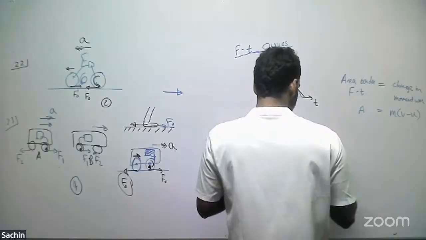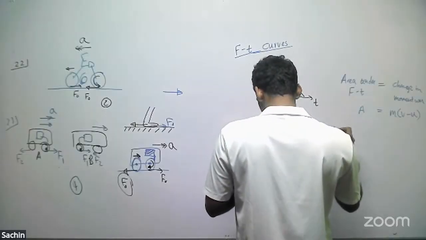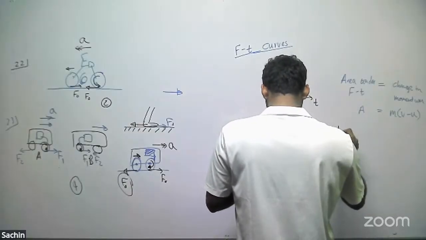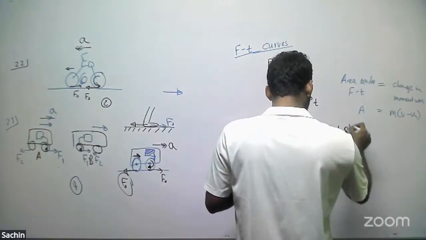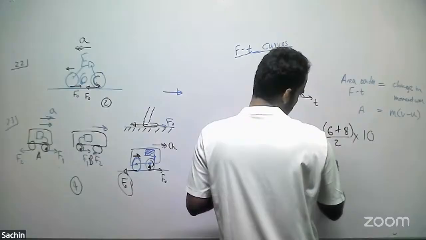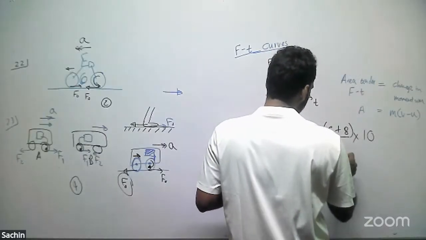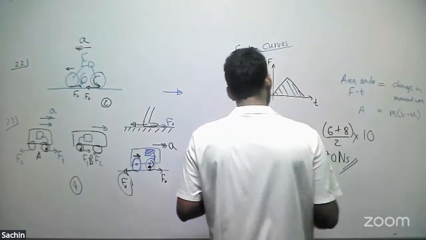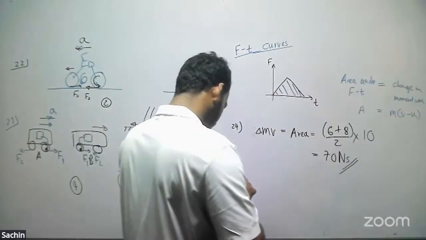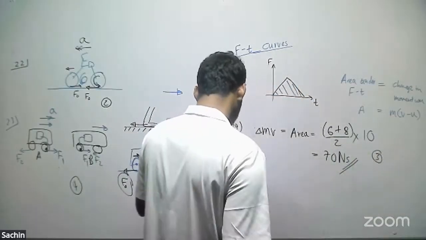So this is a trapezoid. Trapezoid area can be evaluated just by summing up the two parallel sides, which is 6 plus 8, and dividing by 2 and multiplying by the perpendicular height 10. So once you do this, you will find this is 70 newton seconds. Area is 70. So which answer? Answer is the third one. Okay, easy.